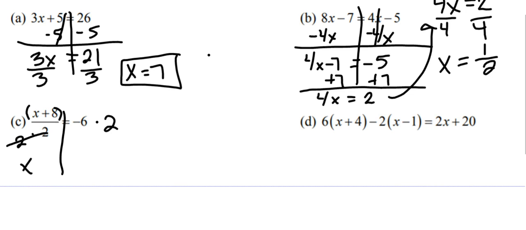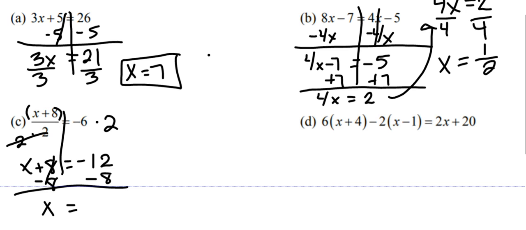Crosses that out. I have x plus 8 equals negative 12. Then I'm going to subtract 8 because I need to get the x by itself. And it's being added, so I have to do the inverse. So x equals negative 20. This one's a little bit trickier. I would suggest you pause the video and try to do it yourself to see what you come up with.